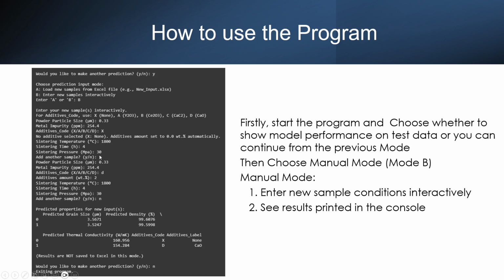So just click yes, and then it will show another. You can input another sample, and if it's already finished, just choose no, and then it will show the calculation. Here in the final script, you can make another prediction, yes or no. If it's no, then it will exit the program.